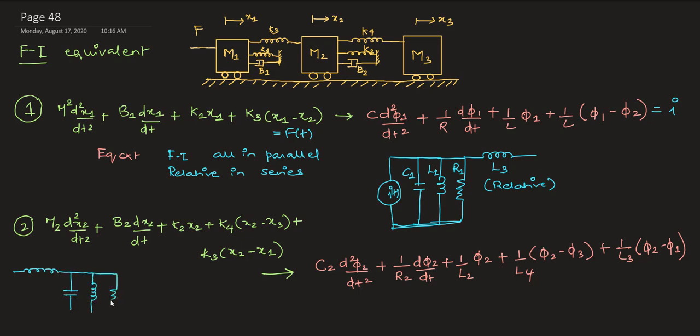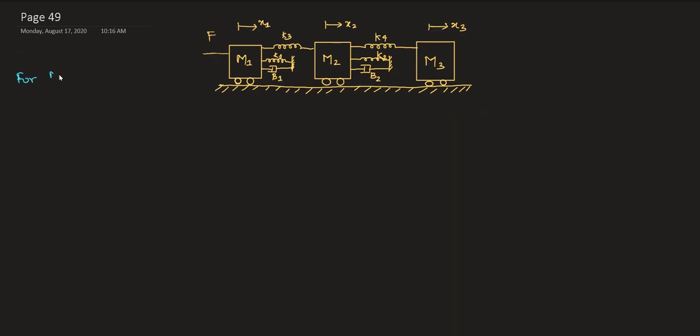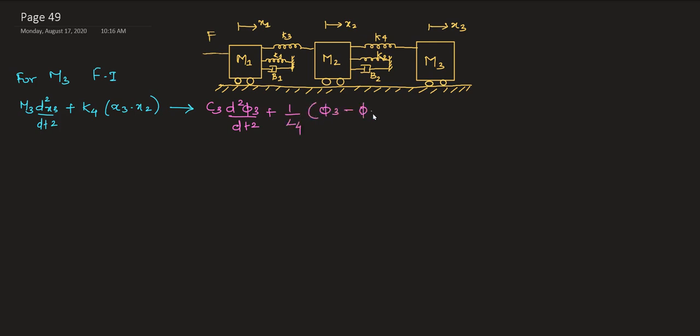Good. Similarly, we can do it for my mass M3. So for M3, we have a relative displacement there also. So that is going to be in series, and the other thing is going to be parallel. So it's going to be just the vice versa case as what we saw in your force voltage. So your C3 plus 1 by L4. Here your L4 is in series and your C3 is going to be in parallel. So that is your equivalent circuit.